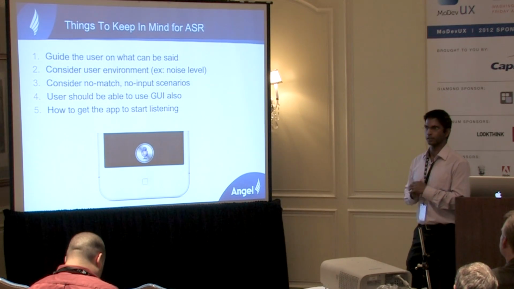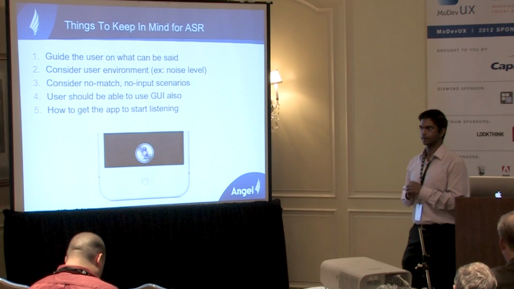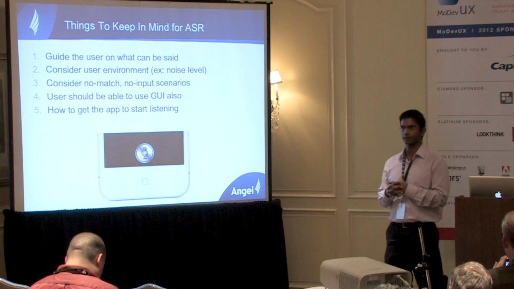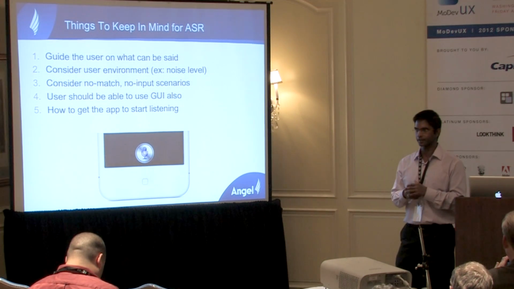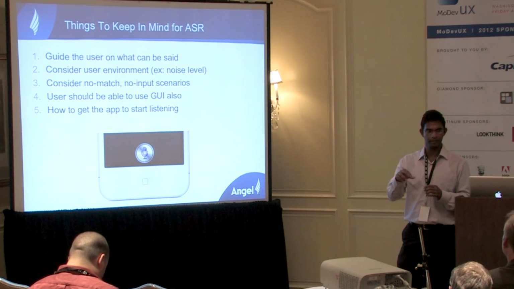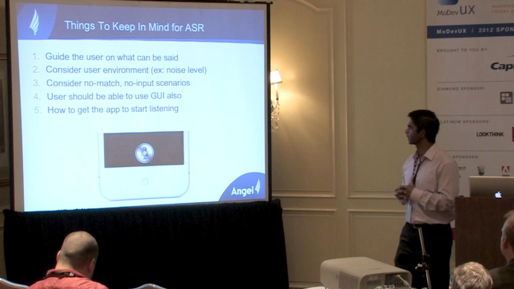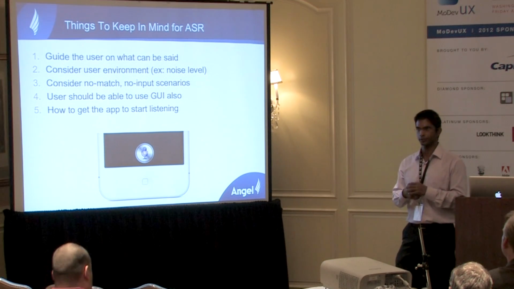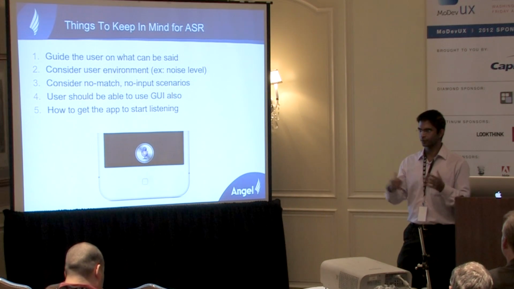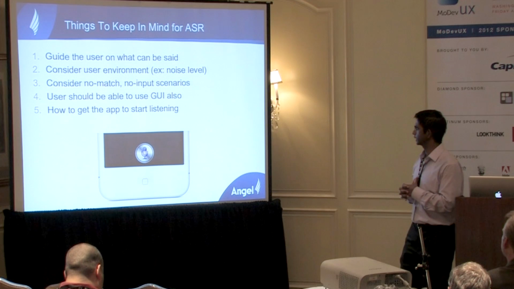Consider no match and no input. So no match is when you say something and then the application doesn't recognize what you said. So what do you do at that point? Do you say something like, sorry, I didn't understand it, can you please say it again? Or do you bring up a GUI widget and tell, can you please touch and provide the input? So you have to think about that. And what happens if there are continuing no matches? So you say something, it says, sorry, I didn't understand that. You say it again, it says, sorry, I didn't understand it. So are you going to continue this loop, or are you going to do something about it? So you have to consider that.